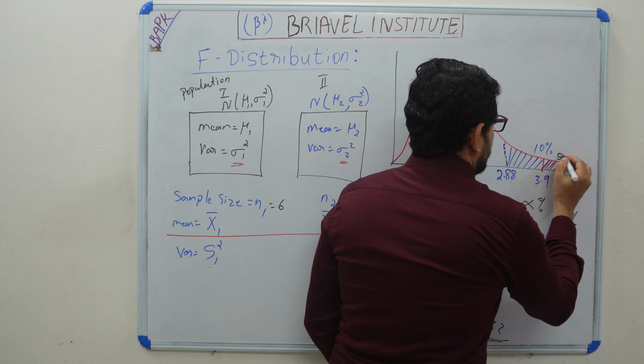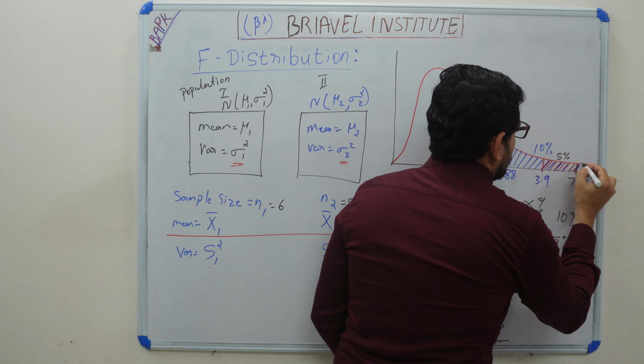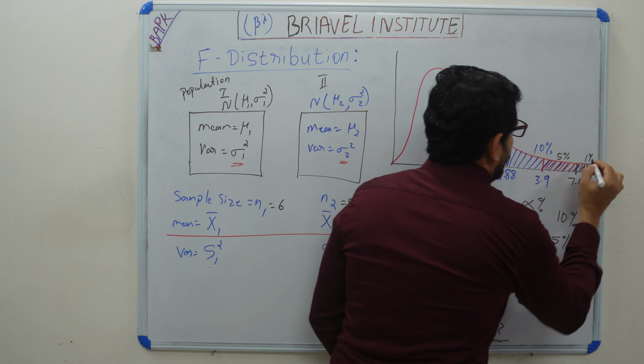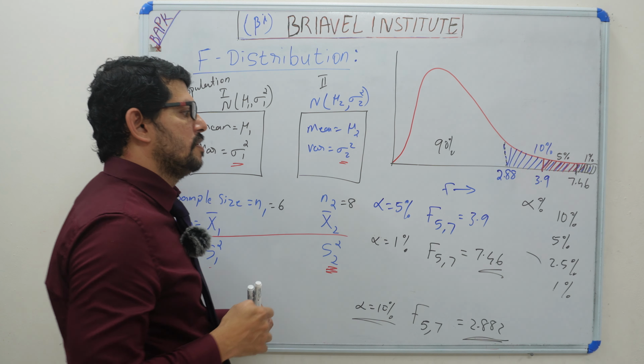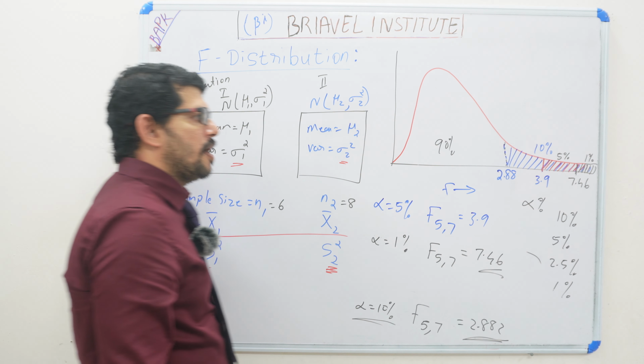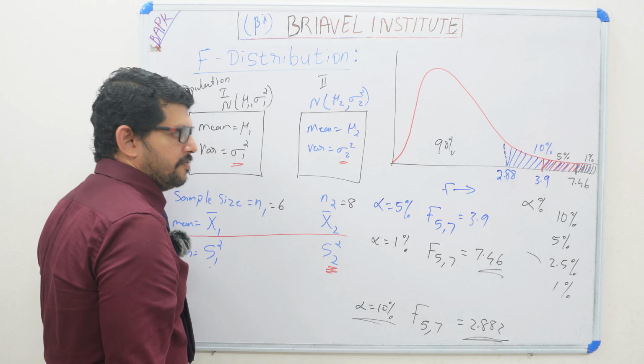So here it is 5%. And after that, this value will be outside. Outer will be only 1%. This is 7.46, meaning above the F value 7.46, only 1% is lying above this value.